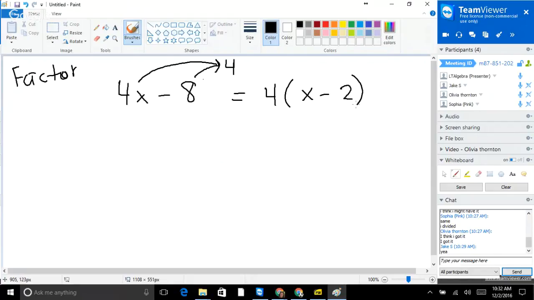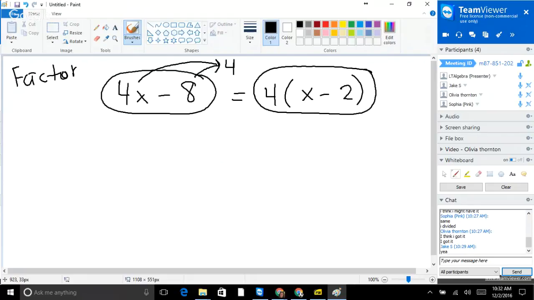Okay, so another way of writing 4x minus 8 is 4 times x minus 2. These two are equivalent expressions, and we would say that this is the factored form of this. Why this works is that it's my favorite property. I told you it's coming back, right? If I distribute this 4, I get 4 times x minus 4 times 2, which is 4x minus 8.